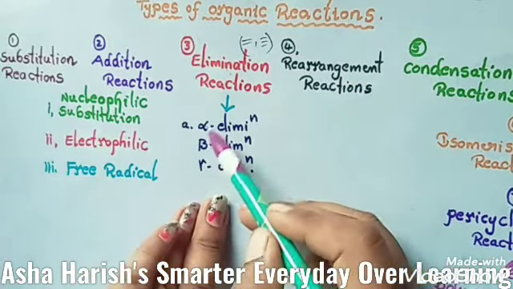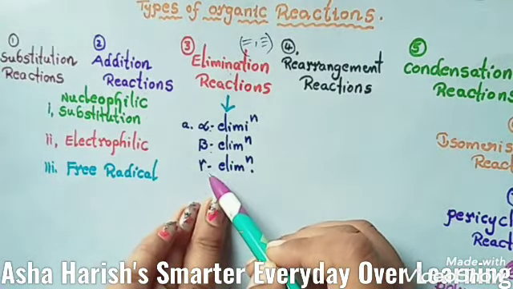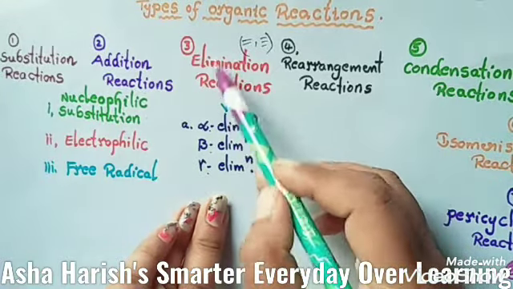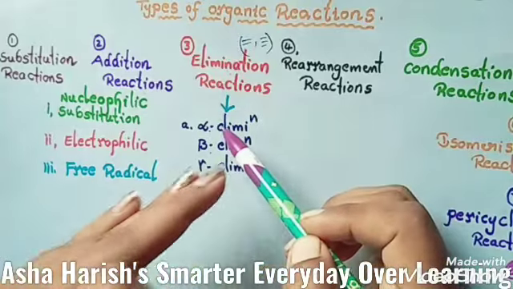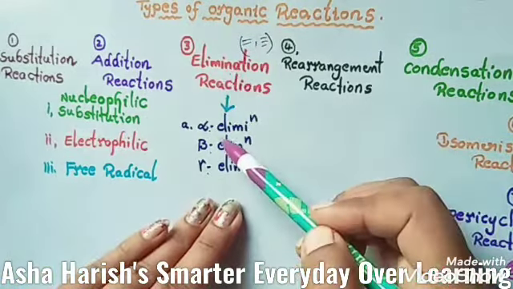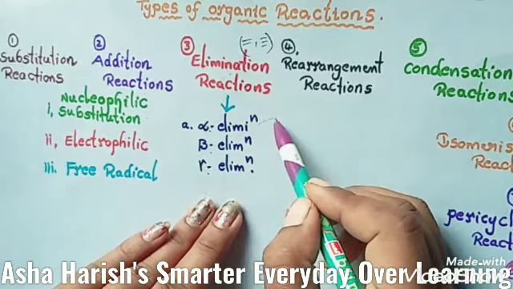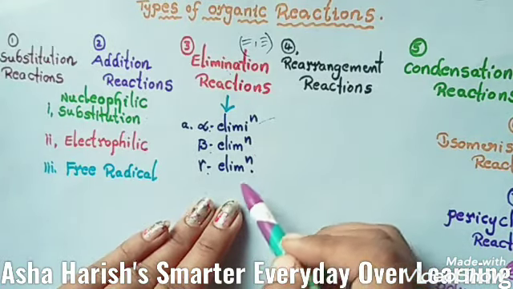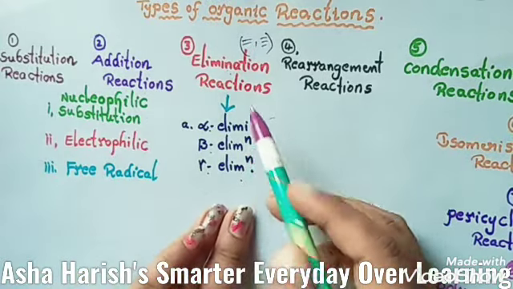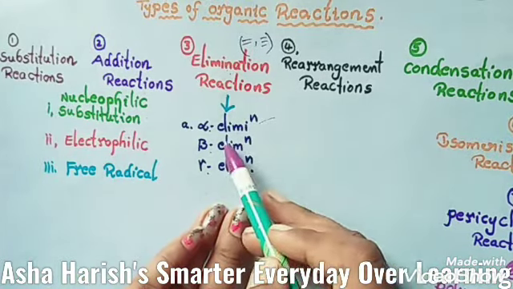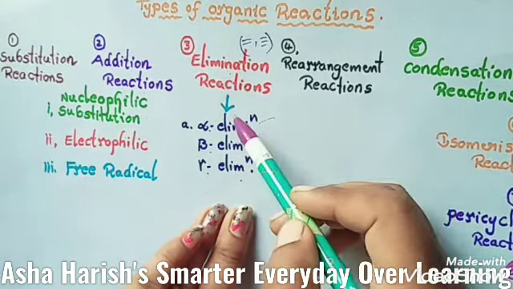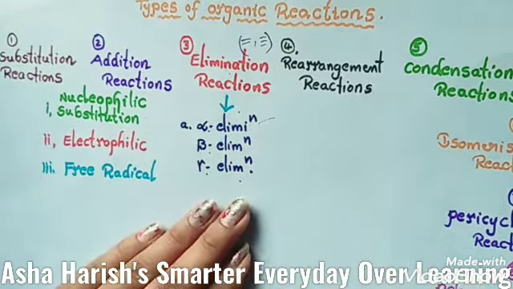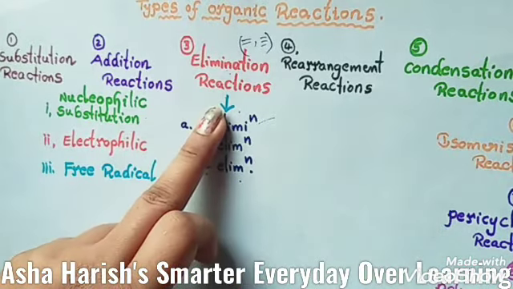Here we have alpha, beta and gamma elimination types. Depending upon the relative position of the atoms or groups eliminated, these reactions are classified as alpha elimination, beta elimination and gamma elimination. For example, base catalyzed dehydrohalogenation of chloroform. These are examples I'll discuss with you later, and this is about elimination reactions.